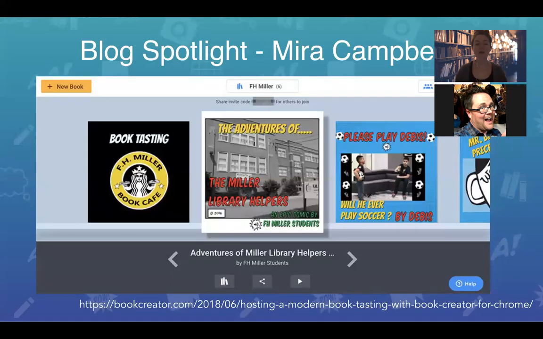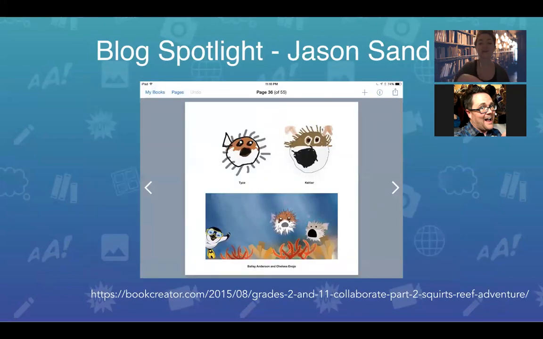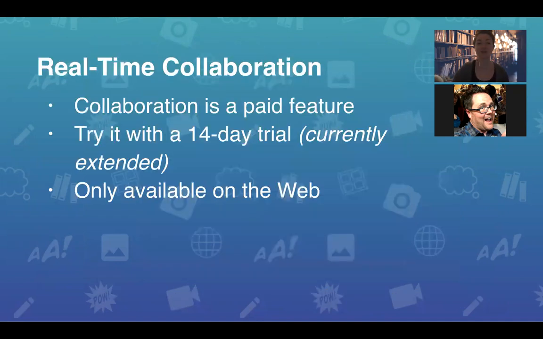And so on the Book Creator blog, and the Book Creator folks have an awesome blog with lots of great ideas, there are some ones that talk a little bit about collaboration and what it looks like to have kids working together. Mira Campbell has an awesome blog spotlight all about hosting a modern book tasting. Beth Holland talks about collaboration in her blog post all about the 6 C's of education. Jason Sand has an awesome story about elementary and high school students working together within Book Creator. So there is just so much that you can do.